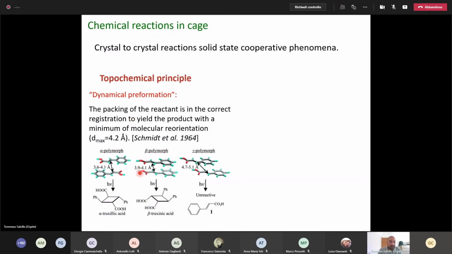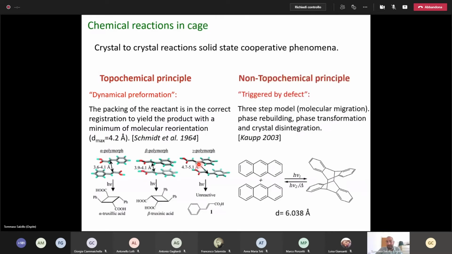And here I'm reporting a classical example, the photoreaction of cinnamic acid. Cinnamic acid has 3 polymorphs, alpha, beta, and gamma, while the alpha and beta are available for the reaction. Indeed, the distance between the C=C double bond sites is below 4.2 angstrom. The gamma polymorph is too far and it is not possible to react. Then over the years there were some other studies, and it has been discovered that there are some exceptions to the topochemical principle, called non-topochemical reactions, and these reactions occur in a different way, with the theory by Kaupp in 2003.